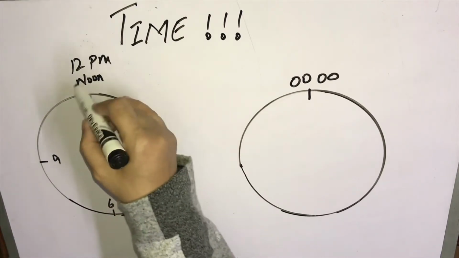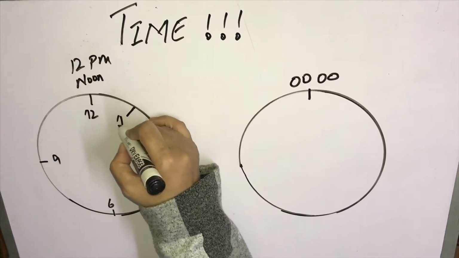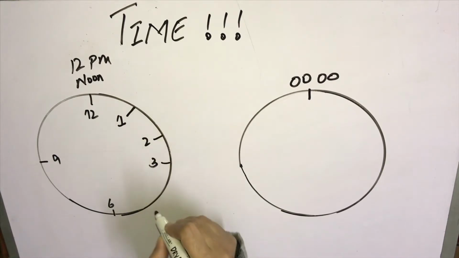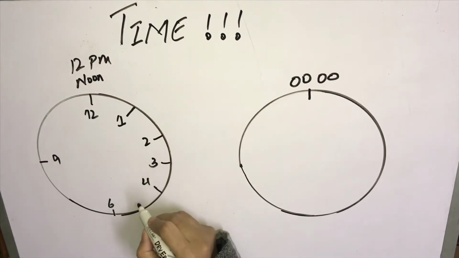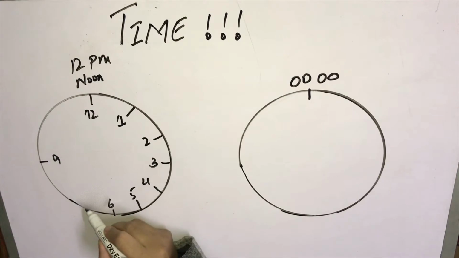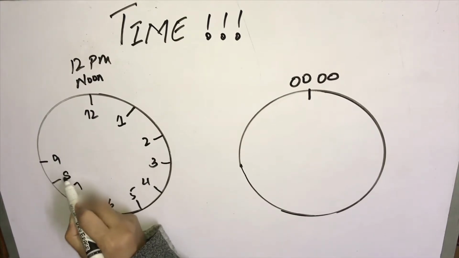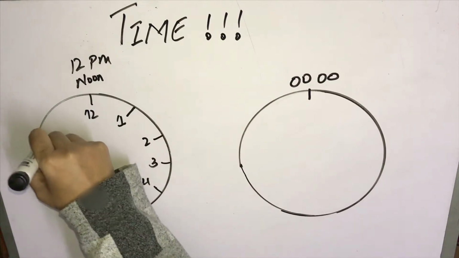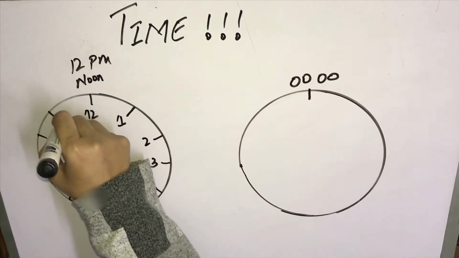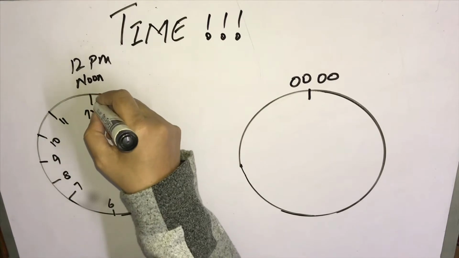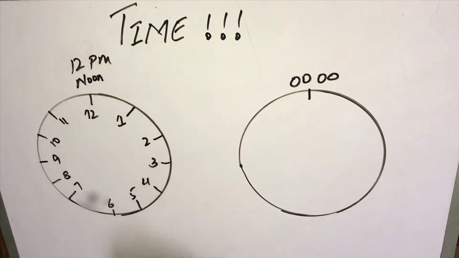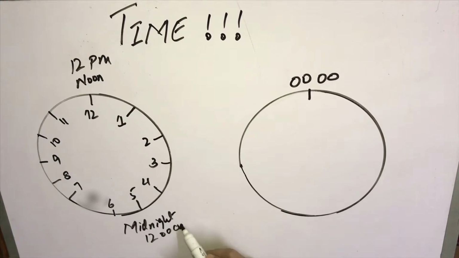After noon, afternoon starts: it's 1 PM, then 2 PM, 3 PM, 4 PM, 5 PM, 6 PM, evening 7 PM, 8 PM, 9 PM, night 10, 11. After 11 PM, it is 12 AM. That is, midnight is basically AM. Midnight may be written as 0000 or 12 AM.